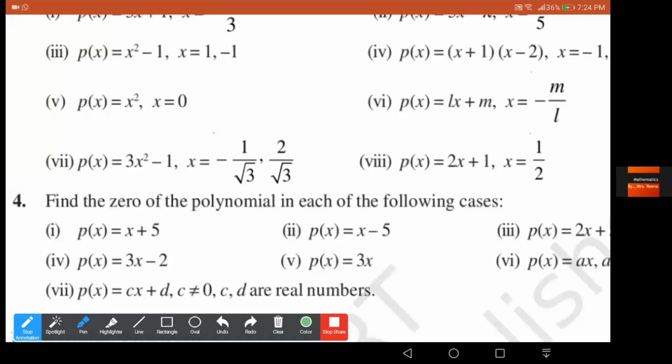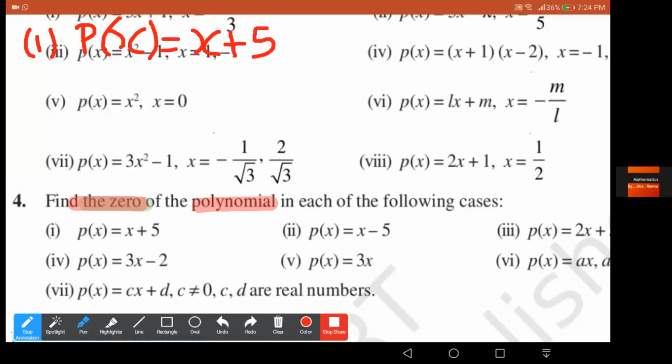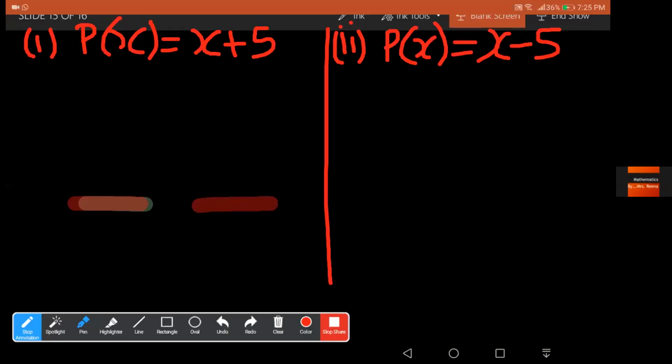So what is given in the next question? See, find the zero. Find the zero of the polynomial in each of the following cases. So what is the first part? The first part is given P(x) = x + 5. Okay? And our second part is... now this is the first and second part.